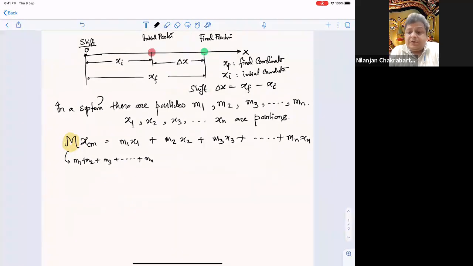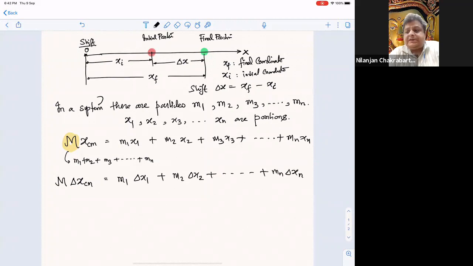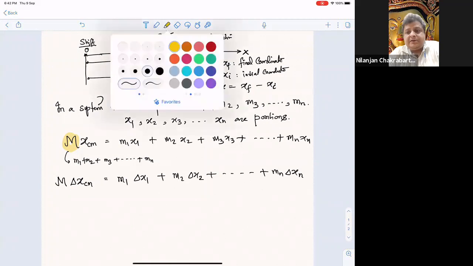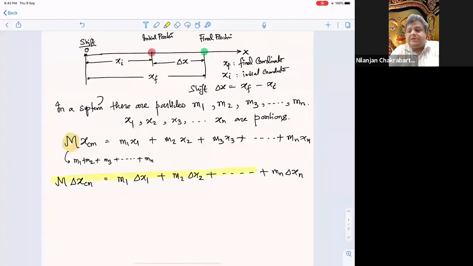So what is the shift of the center of mass? We can write xcm final minus xcm initial. Subtracting, we can write M into delta xcm is equal to m1 delta x1 plus m2 delta x2 plus up to mn delta xn, right? Okay, convinced that this can be written? So this is how we calculate the shift of the center of mass.